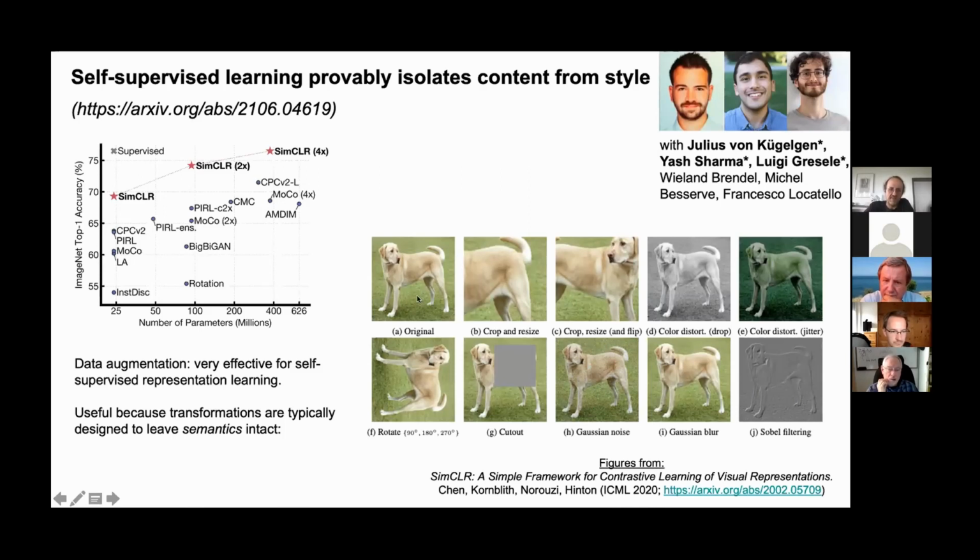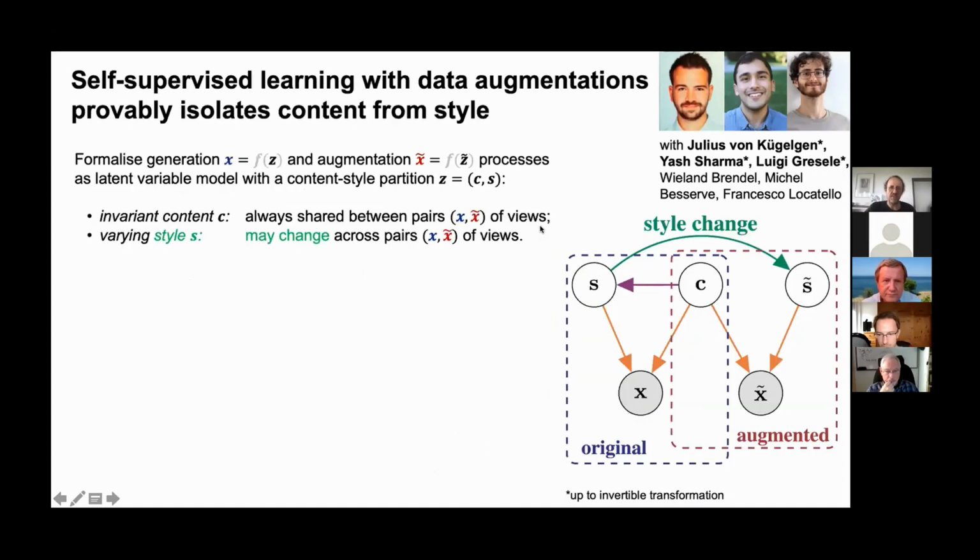So here we have image augmentations applied to the same sort of semantics. So the object is always a dog. An augmentation changes some aspects of the image, while leaving invariant that there's always a dog in this image. Now we can write this as a causal latent variable model, where we assume there's this invariant content, but there's also the style, how it's represented.